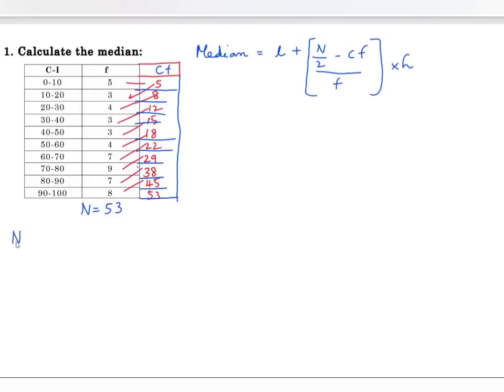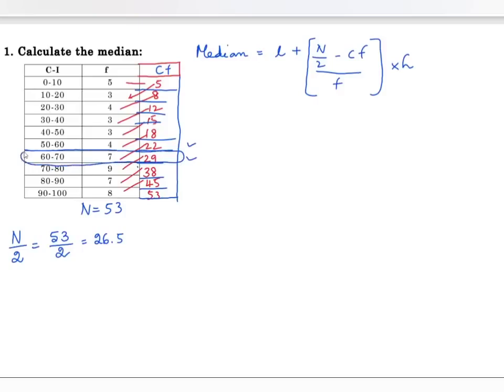Now the next step is to calculate the value of n by 2, that is divide the n value by 2. N is 53 divided by 2, which is 26.5. Now the value 26.5 lies between which values of the cumulative frequency? It is between 22 and 29. Out of this, which is the higher? 29. Therefore this class becomes the median class.